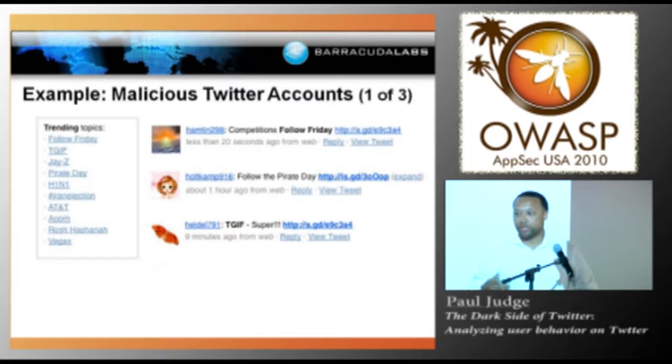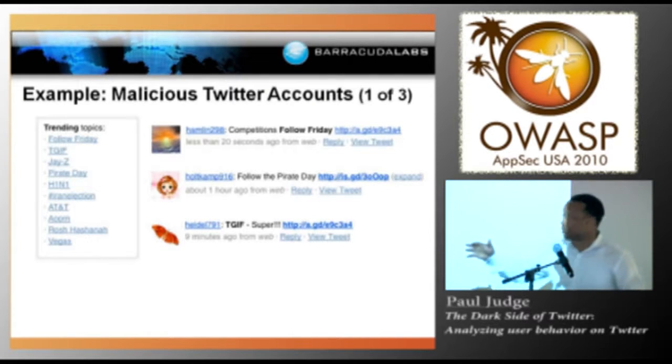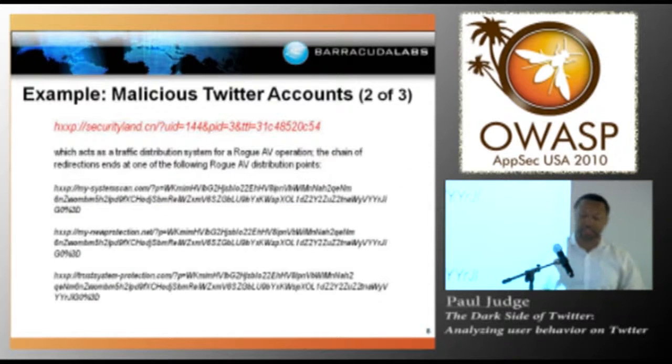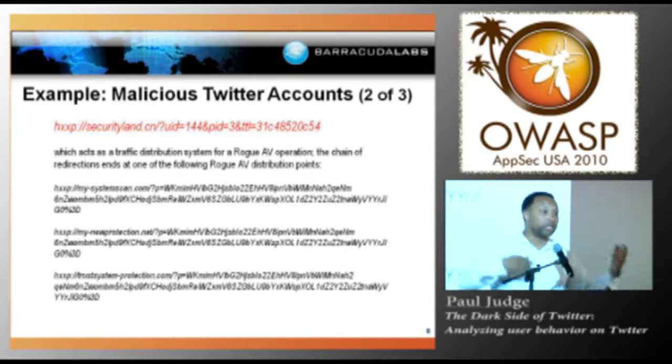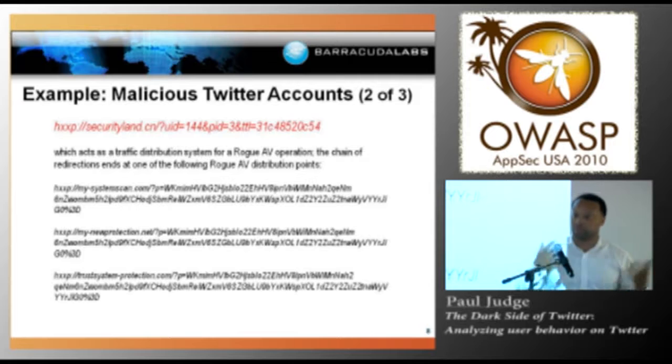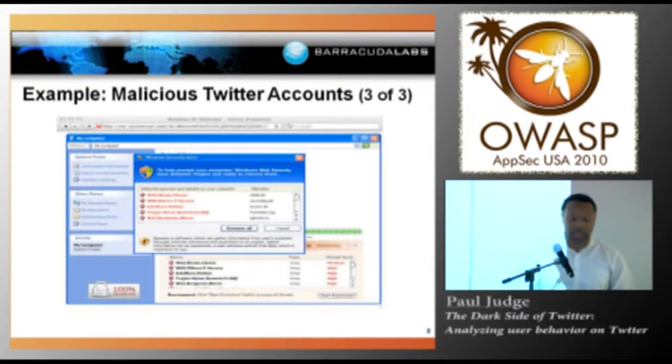Here's some basic examples. This is from a little while ago, but you look at trending topics, and these are 3 different accounts talking about 3 different trending topics, pointing to 3 different URLs. What they all had in common at the end of the day is they all pointed to this lovely server in China that was a distribution point for Rogue Antivirus. So if you're on Twitter, looking for any of these trending topics, just searching, seeing what's going on in the world, you click on any of these particular accounts, you ended up being redirected to the server, and then you had this lovely decoration on your desktop.